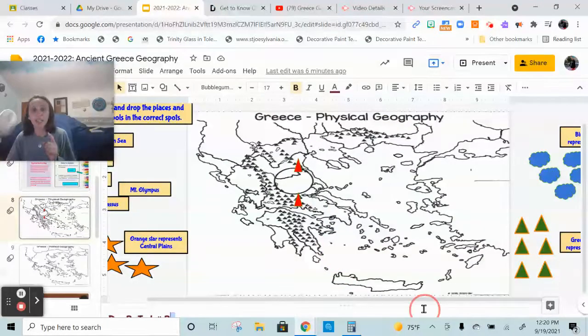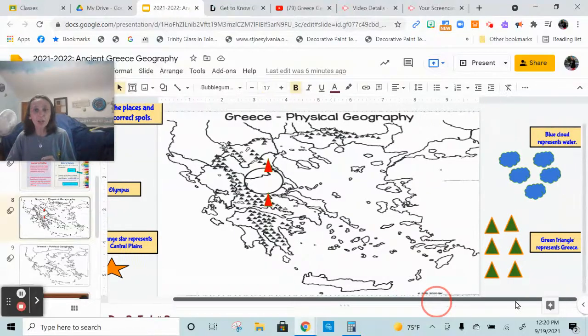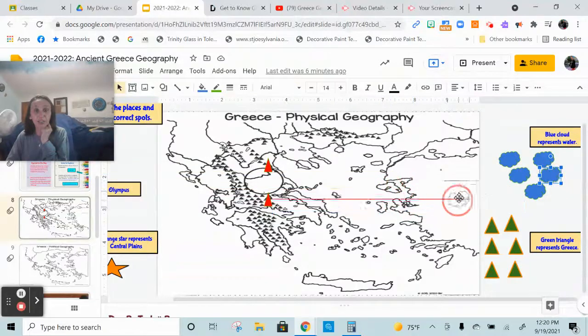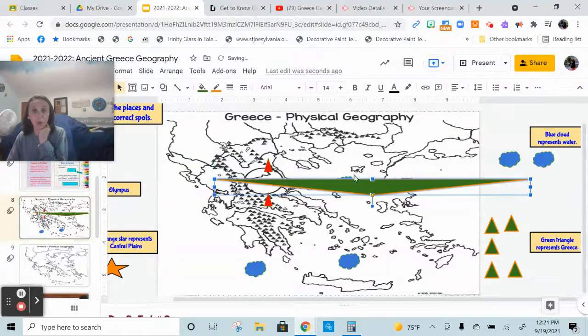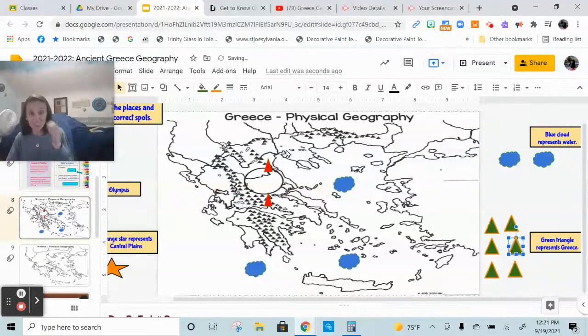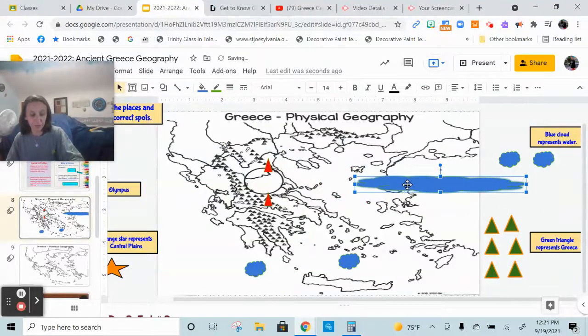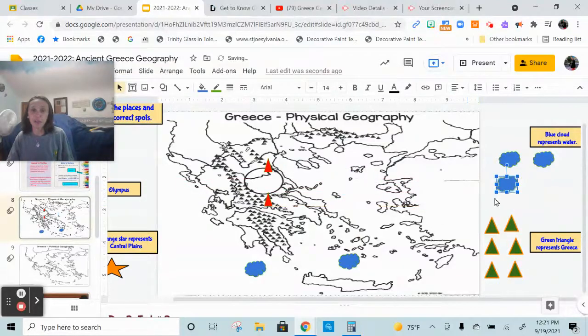Oh, I'm sorry. I need to say one other thing. You also need to take these little blue clouds, click on them, and drag them to where water would be. So if water is here, you'll put it here, or here. And the green triangle represents Greece. So if this is Greece, you're going to put it here. You're going to use the triangles and the clouds to represent water and Greece, and put those in the correct spots as well. Sorry, I forgot about that part.